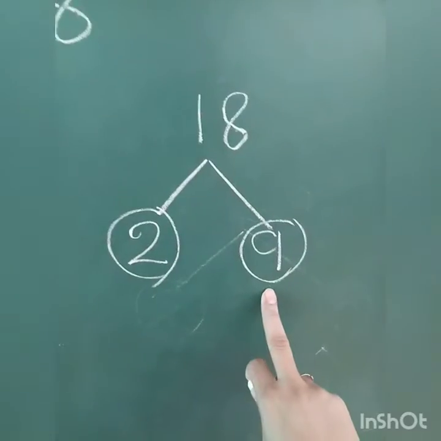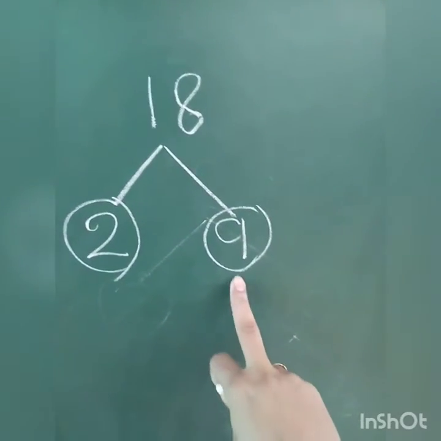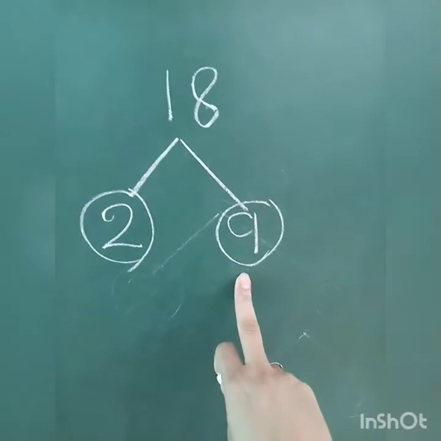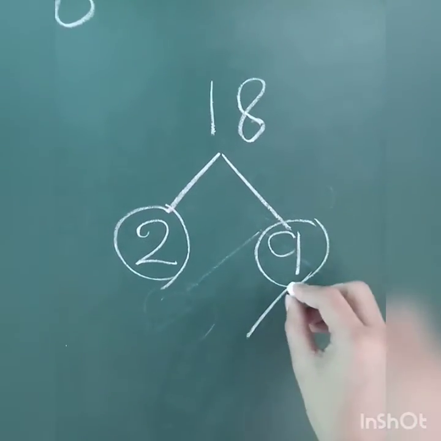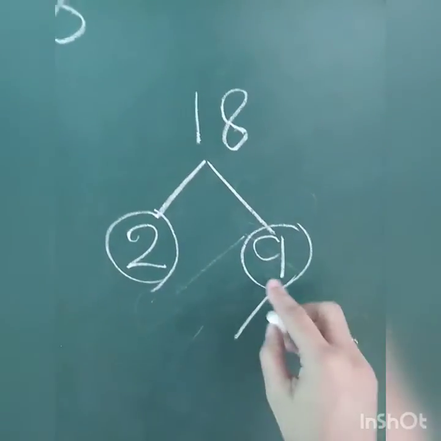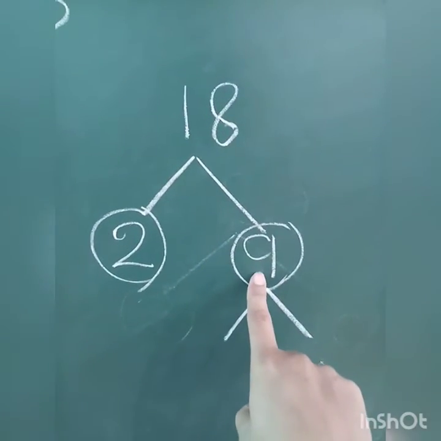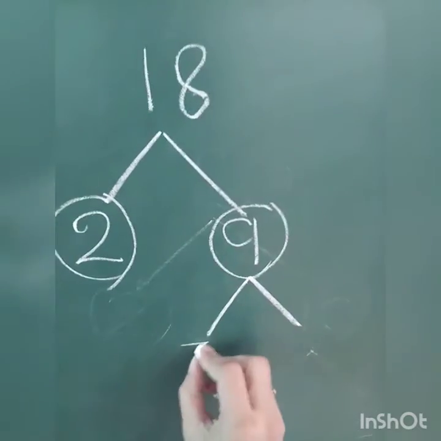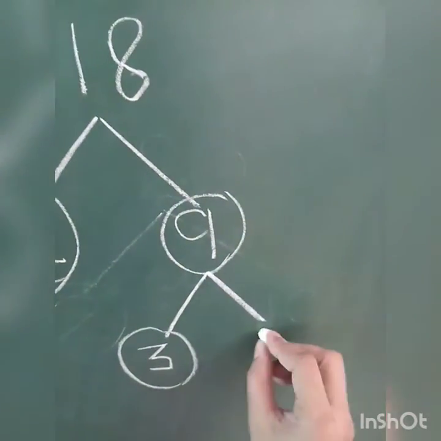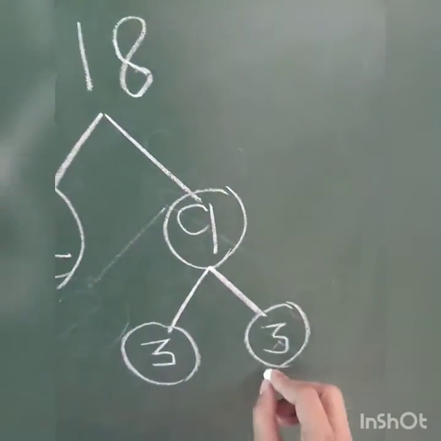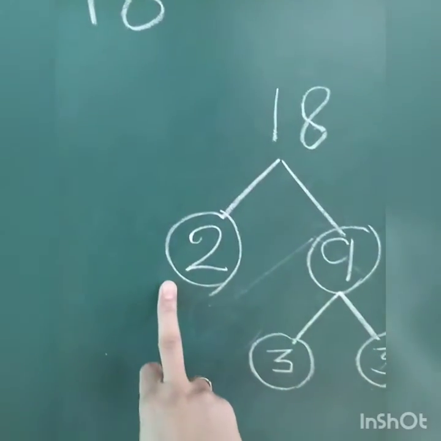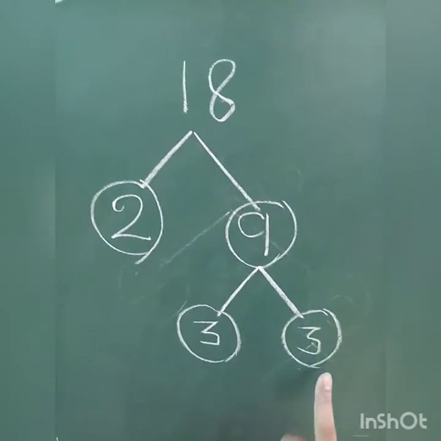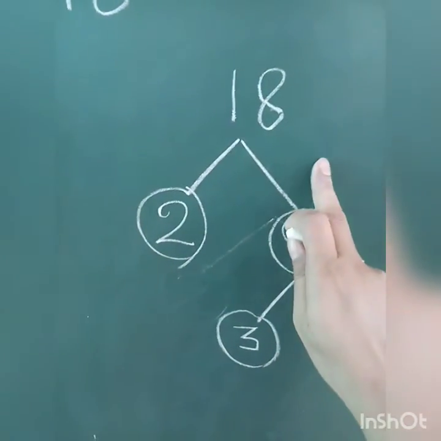Again here is number 9, that is also a composite number. That means we can find the factors of 9. So 9 is divisible by 3, because 9 is a number of the table of 3. So we can divide this number by 3. So 3 3s are 9. Now you see 2 is a prime number, 3 is a prime number and 3 is a prime number. That means we can write in this way.